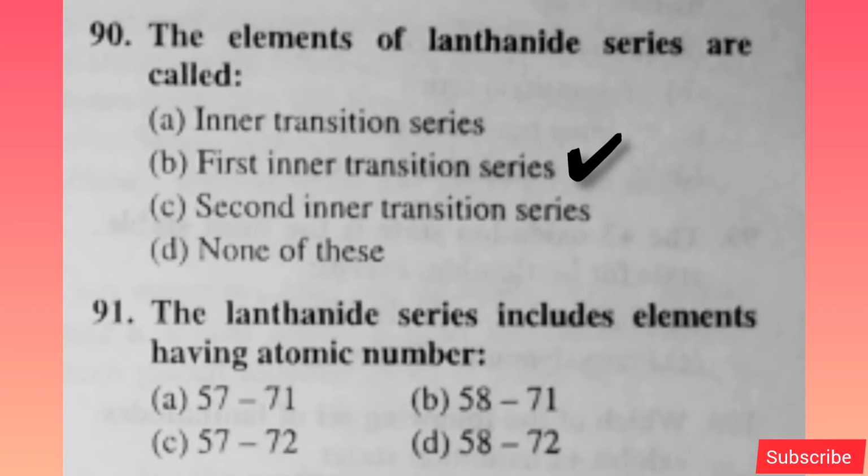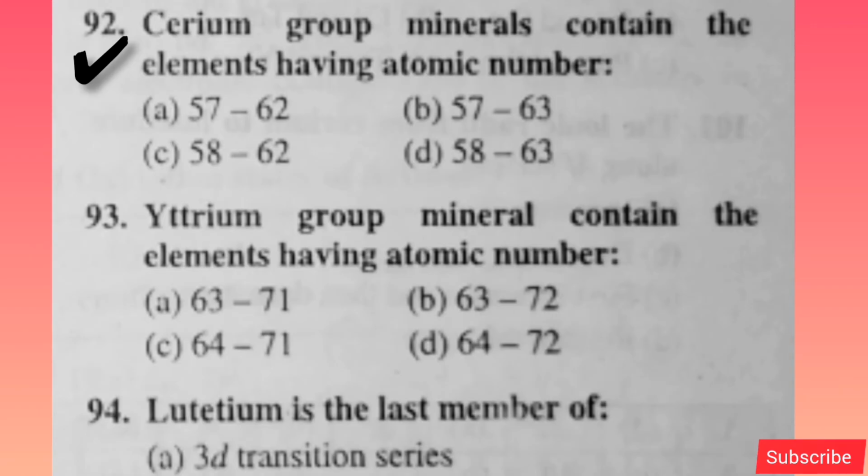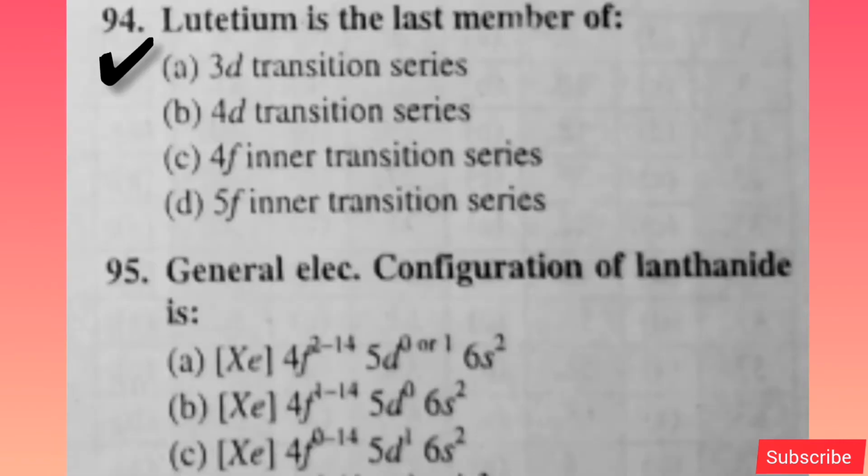Option B is correct. The lanthanide series includes elements having atomic number. Option B is correct. Cerium group minerals contain the elements having atomic number. Option C is correct. Yttrium group minerals contain the elements having atomic number. Option A is correct. Lutetium is the last member of.